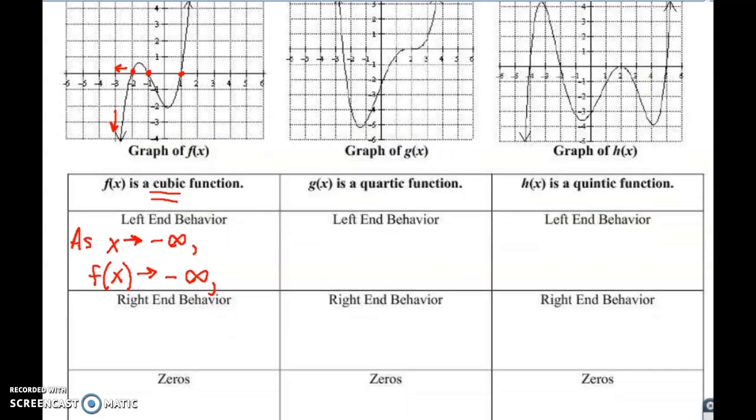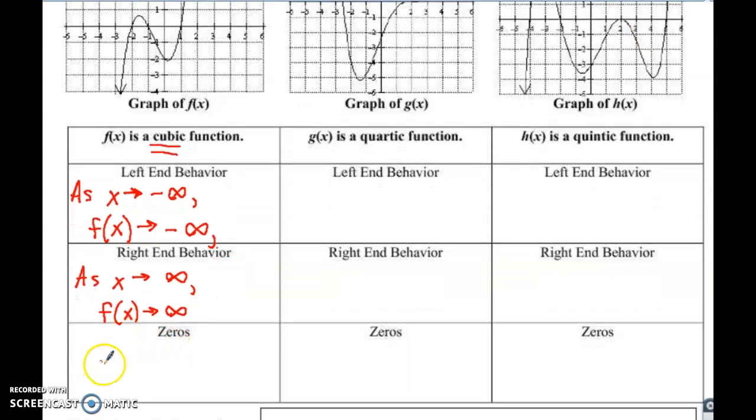And then the right end behavior is going to be the opposite of that. As x goes to positive infinity, that is to the right. You don't have to write a positive symbol to say you're going to the right. This time the function is going up. And that direction is positive infinity. So to the right, this function is going up. Now my picture is already super messy. And then the zeros, as we look at where it crosses the x-axis, we usually write it in order: -2, -1, and 1.